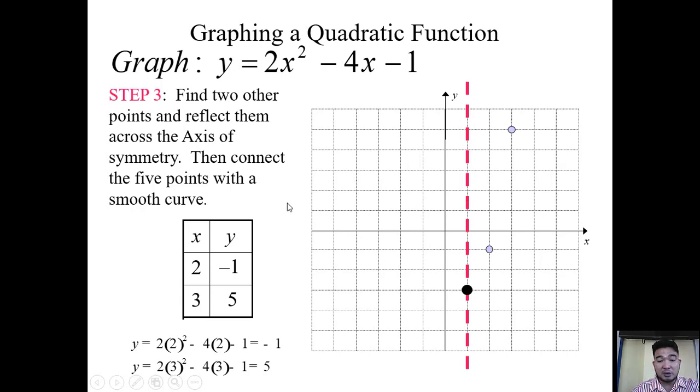So what we are going to do is to reflect them across the axis. Since this is the center, we reflect it. So we plot the point into here, and then we reflect it: 1, 2, then 1, 2. So there you go. We have 5 points already. Then what we are going to do is to connect this curve smoothly. There you go. So that's the graph of the quadratic function y equals 2x squared minus 4x minus 1.